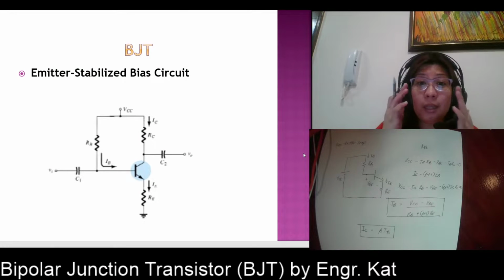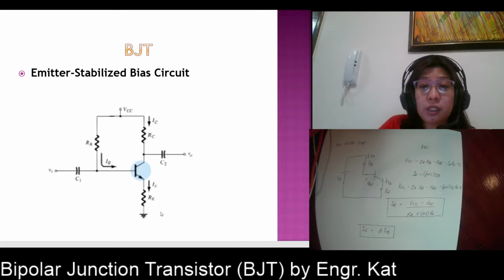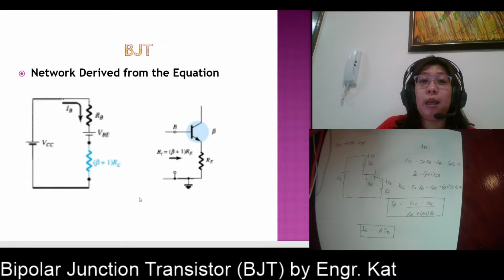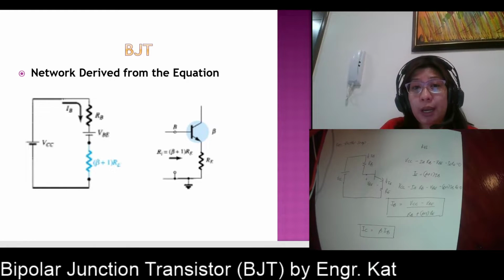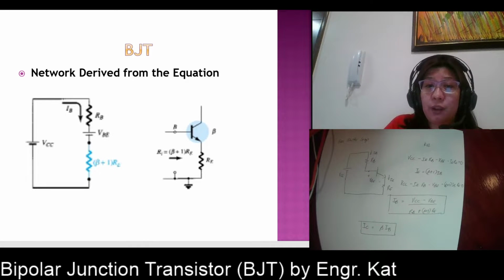So like this one, okay? Instead of just saying RE, what do we have? We have a very high value for RE. So we have this network as derived from the previous equation that we just derived a while ago.